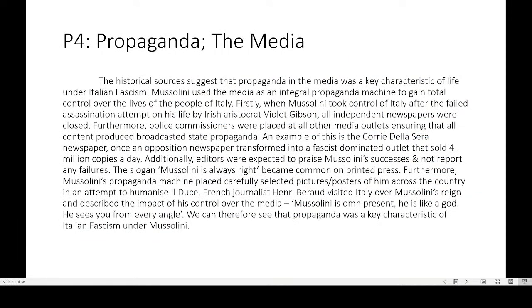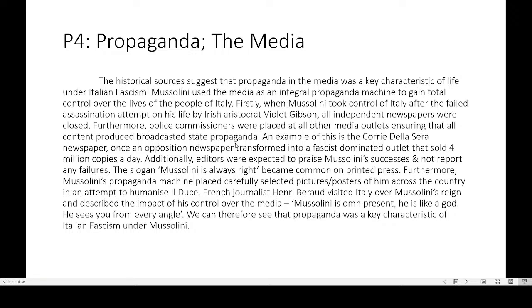So the historical sources suggest that propaganda in the media was a key characteristic of life under Italian fascism. Know how I'm using that key word from the question in the first sentence when I'm stating my point. Mussolini used the media as an integral propaganda machine to gain total control over the lives of the people of Italy. Firstly, connective word, introducing evidence. When Mussolini took control of Italy after the failed assassination attempt on his life by Irish aristocrat Violet Gibson, all independent newspapers were closed. Furthermore, police commissioners were placed at all other media outlets, ensuring that all content produced broadcasted state propaganda.